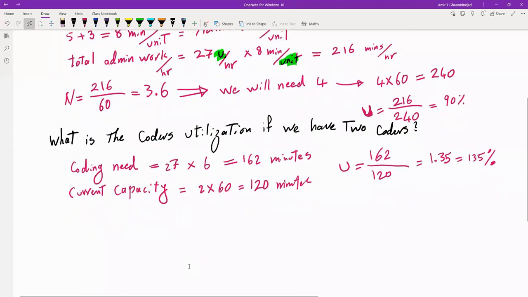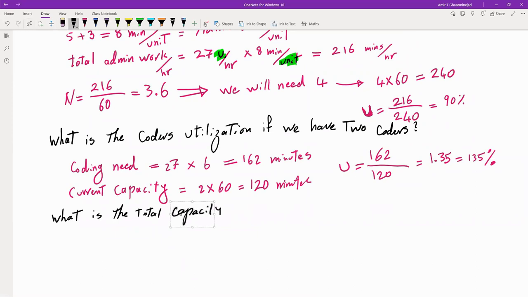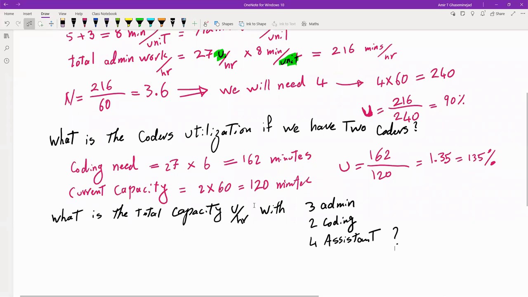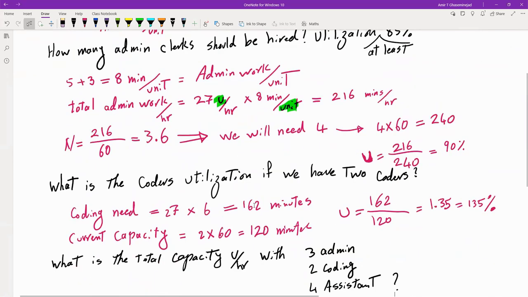Now, next question is, what is the total process capacity? What is total capacity? The total capacity in units per hour, if we have 3 admin, 2 coding, and 4 assistant. Notice that with 3 admin, basically we cannot serve 27.